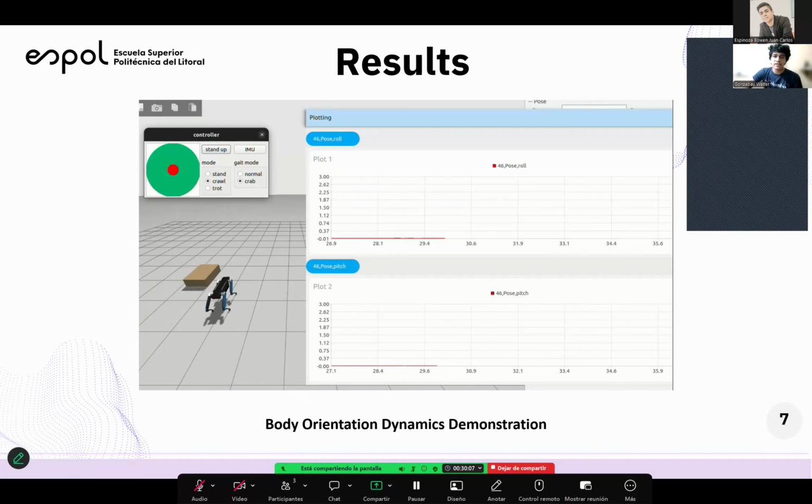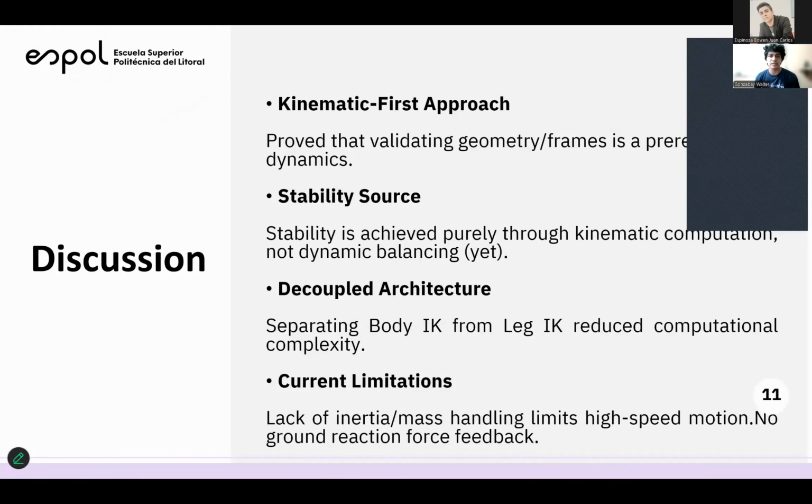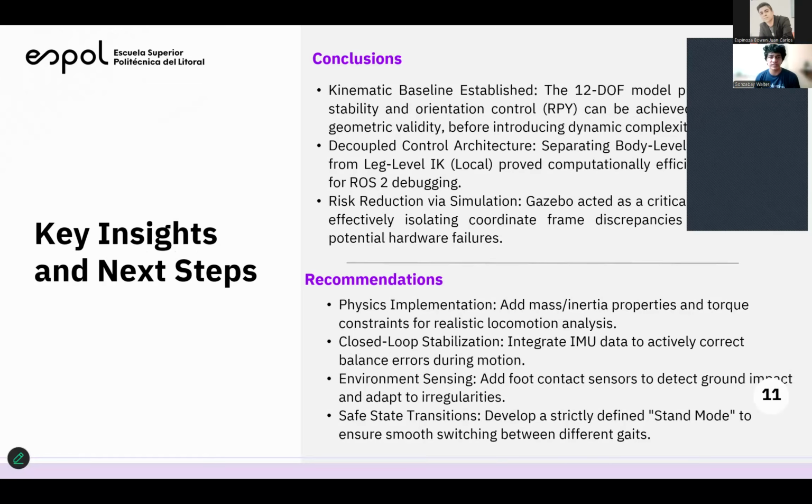Now, this work follows a kinematics-first approach where geometry and orientation are validated before introducing dynamic complexity. The 12 DOF model proves that stability and orientation control can be achieved purely through kinematic relationships. Additionally, the decoupled control architecture separating body-level control from leg-level inverse kinematics simplifies debugging and development in ROS 2.